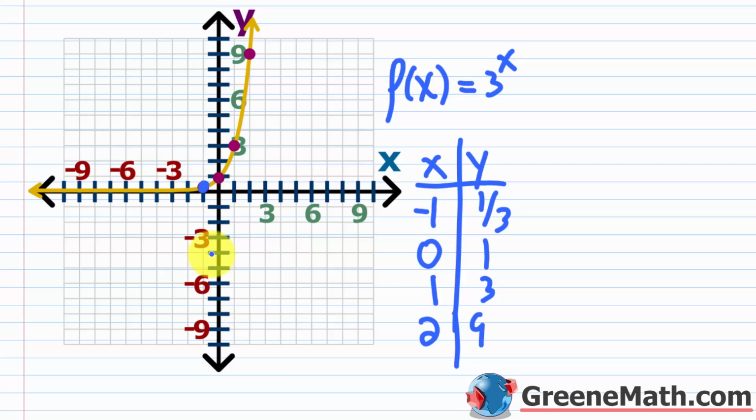And we have 0, 1. So 0 for the x value, 1 for the y value. And then 1 for the x value, 3 for the y value. And then 2 for the x value and 9 for the y value. So that's enough points to get an idea of what this guy looks like and sketch your graph.